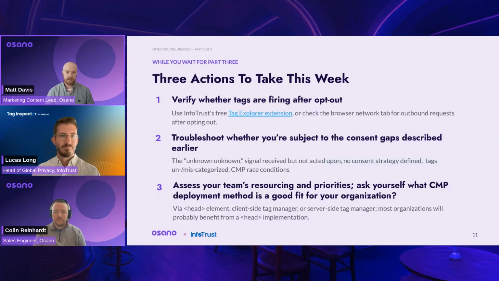So just like last session, we have some homework assignments for y'all. Lucas, why don't you give us our first little task here? Yeah, first one, which it sounds like a lot of folks on here may already be taking this step, but verify what tags are firing after opt-out on your websites.